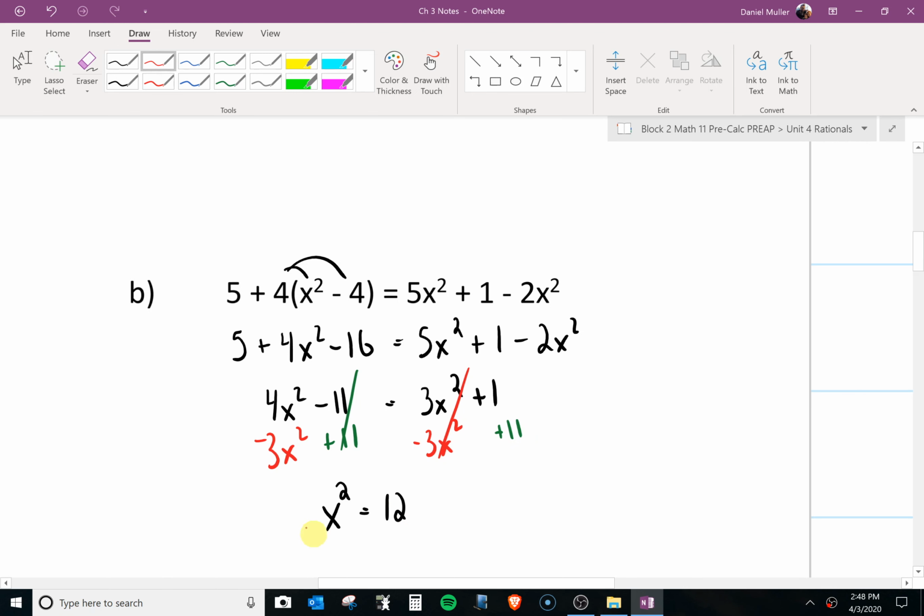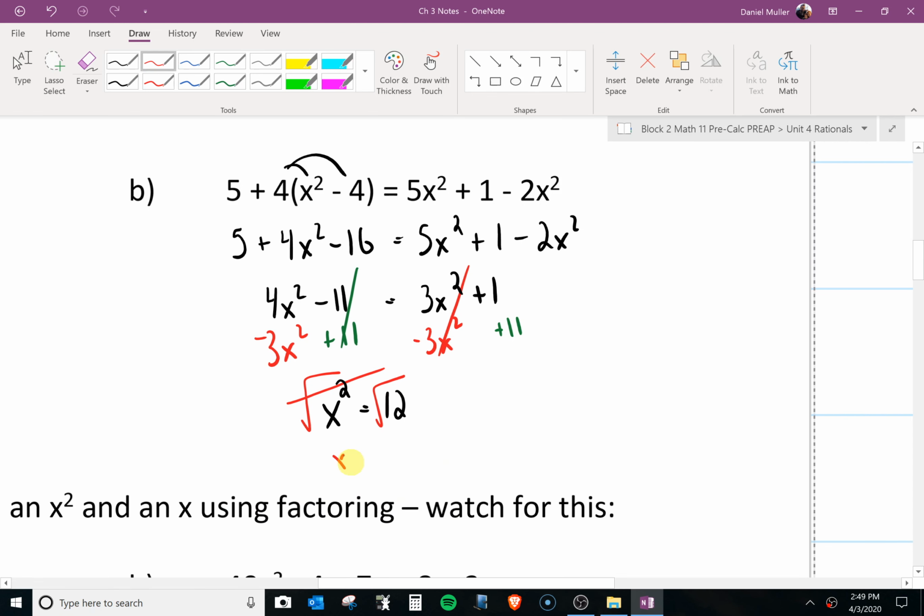To get rid of a square, we're going to square root. So we'll have x is equal to, whoops, there we go. X is equal to square root of 12. And whenever you are square rooting to cancel a square, and we're solving here, trying to find out what x is, and we square root to cancel that square, you have to remember to add a plus or minus.